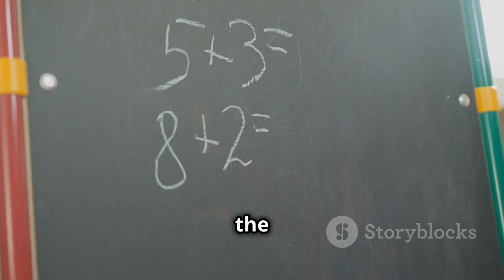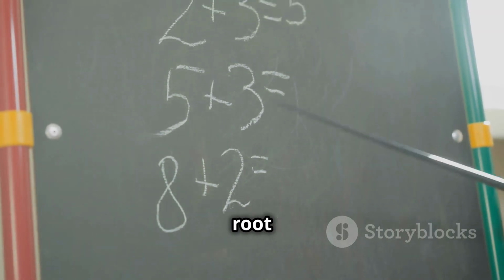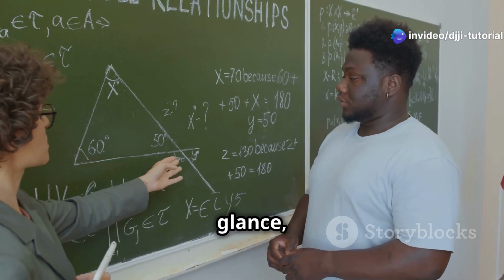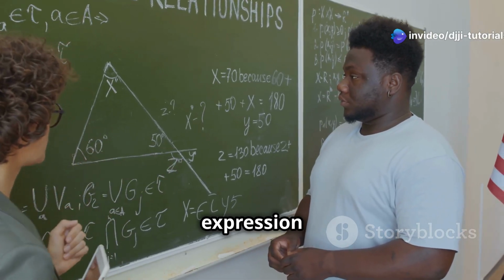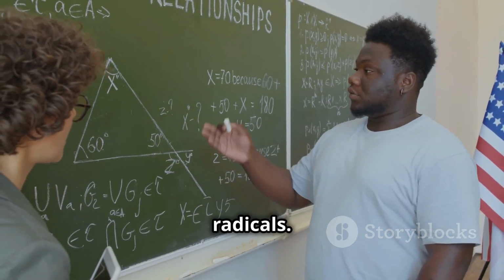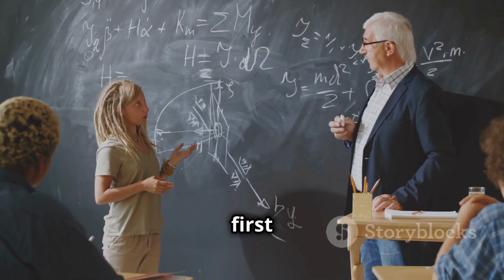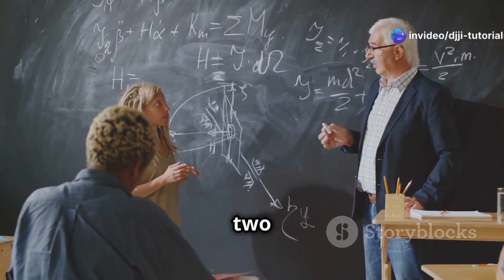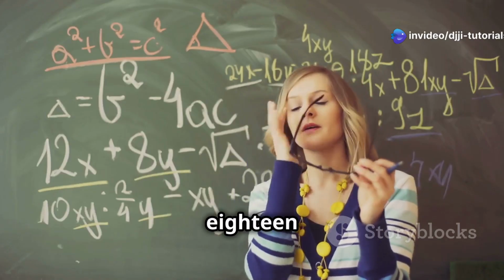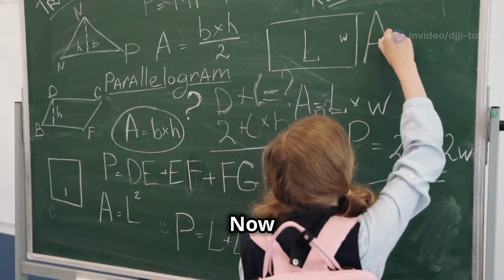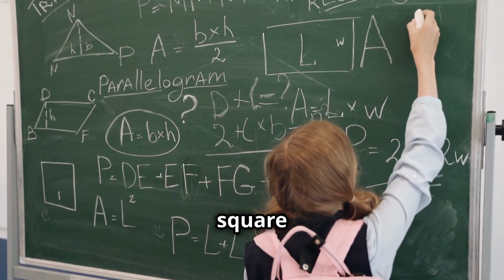For example, let's look at the expression square root of 8 plus square root of 18. At first glance, it seems like we can't simplify this expression because square root of 8 and square root of 18 are unlike radicals. But let's simplify each radical first. Square root of 8 equals square root of 4 times 2, which equals 2 square root of 2. Square root of 18 equals square root of 9 times 2, which equals 3 square root of 2. Now we have 2 square root of 2 plus 3 square root of 2.